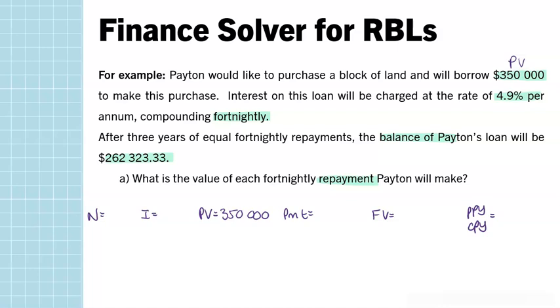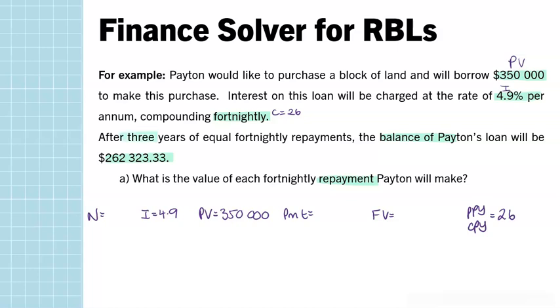But if we continue, the interest rate, so the 4.9% per annum, as we said, we put our per annum interest rate into the I for interest, and we're compounding fortnightly. So our compound periods and our payment periods per year, there's 26 of those per year.